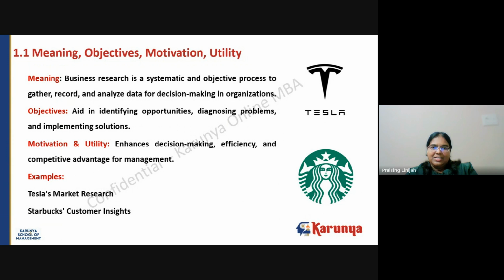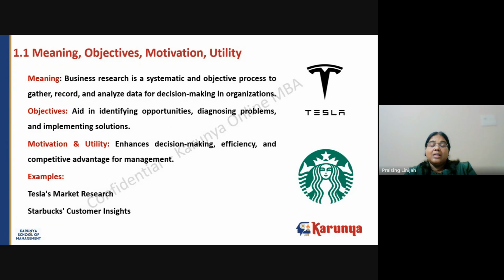Business research isn't just paperwork, it is a systematic, objective quest to gather, record, and analyze data for powerful decision making. Maybe think of it as a GPS for organizations, guiding leaders whenever they hit crossroads. Let me cite two examples. Think about Tesla's market research. Tesla constantly tracks customers' preferences and global trends, and then decides when and where to launch its new models.